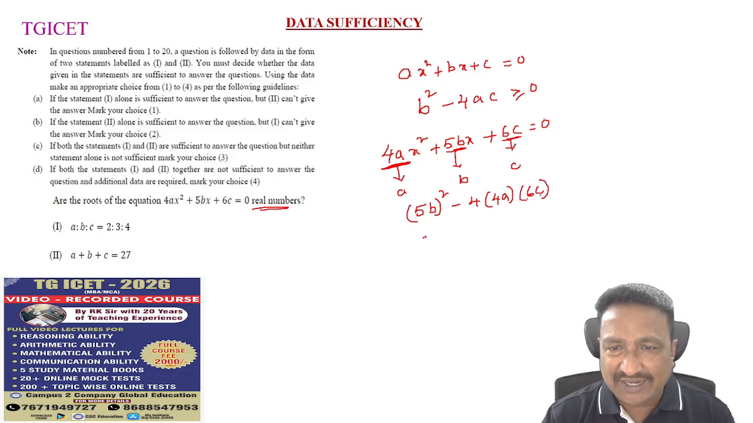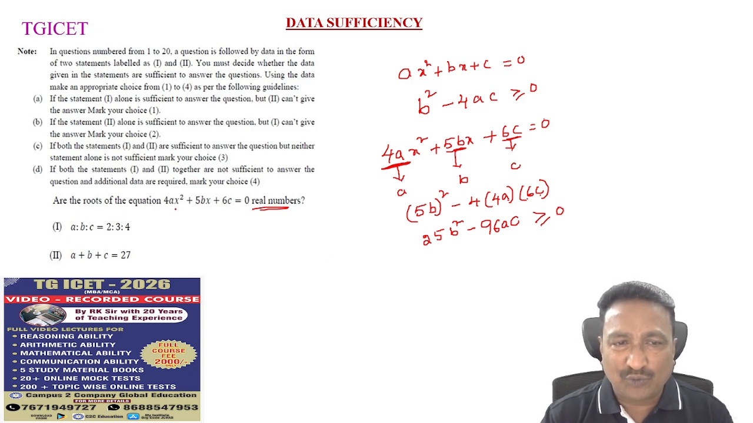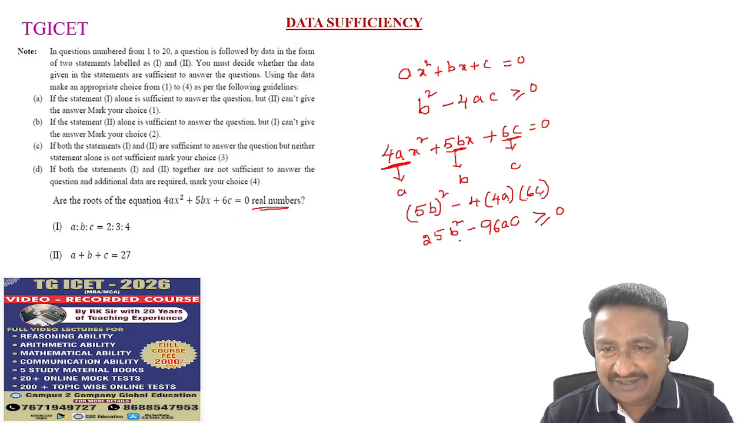From this we get 25b square minus 4 fours are 16, 16 sixes are 96, so 96ac. This entire value should be greater than or equal to 0. Then only we can say the quadratic equation 4ax square plus 5bx plus 6c has real roots. To decide this, we should know exactly the a value, b value and c value, or if we know any relation between a, b and c, then also we can decide.